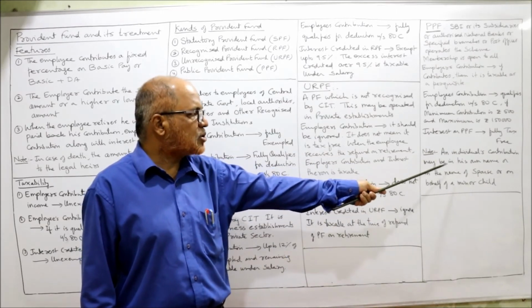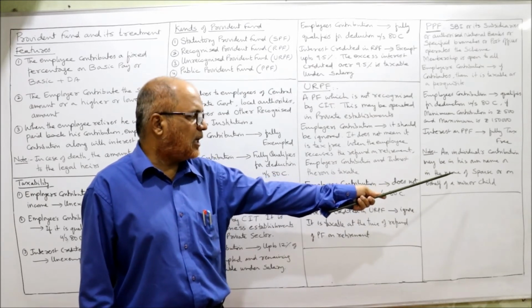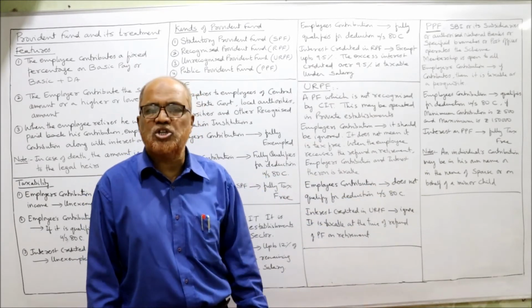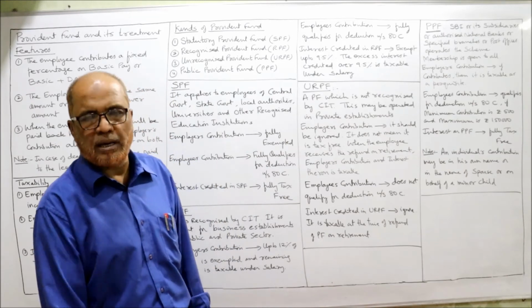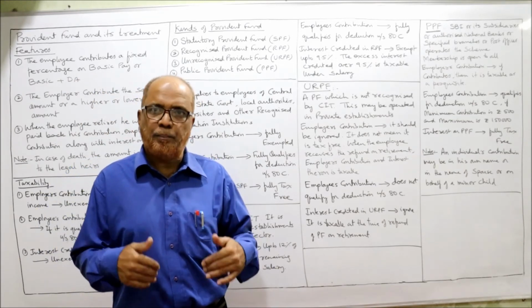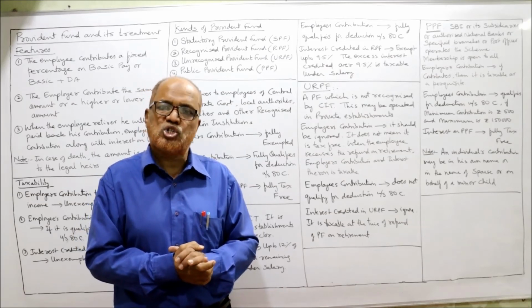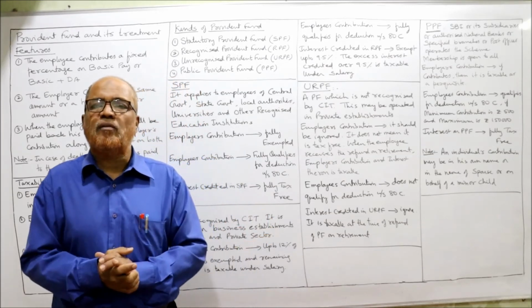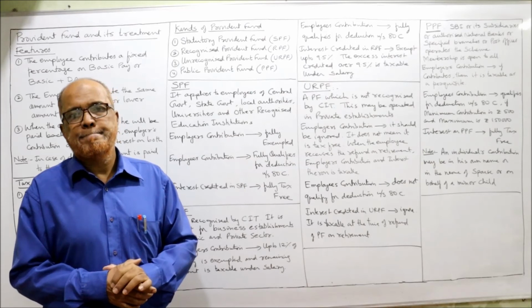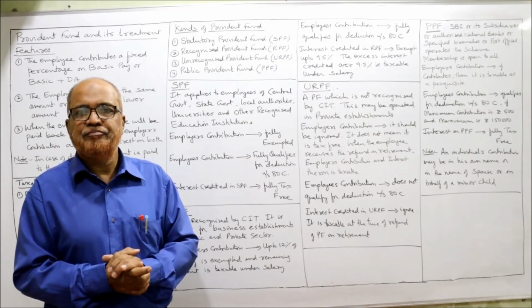Note, an individual's contribution may be in his own name or in the name of spouse or on behalf of a minor child. That means a PPF account can be opened in the name of the person himself or in the name of spouse or in the name of minor child. So these are the complete provisions regarding the theoretical part of income from salary.